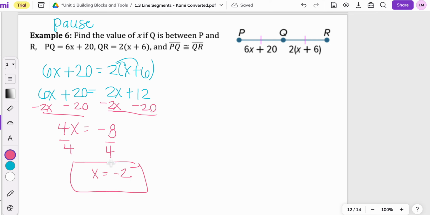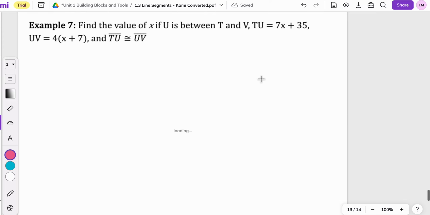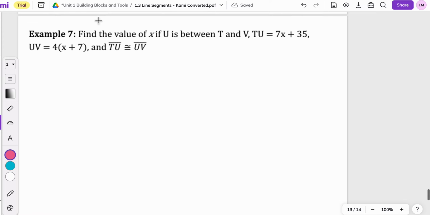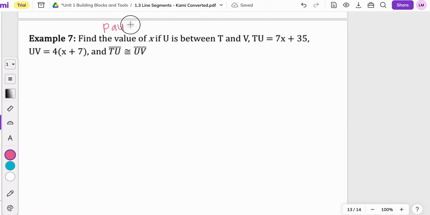It is okay sometimes if you get a variable equivalent to a negative answer. That just means, even though I'm measuring distance, if I plug in the negative 2 here, I'm still going to get positive results. I'm still going to get 8 as my segments. And our last example, again, if you can, go ahead and pause the video here, try this on your own, and when you're ready to check it, click play.